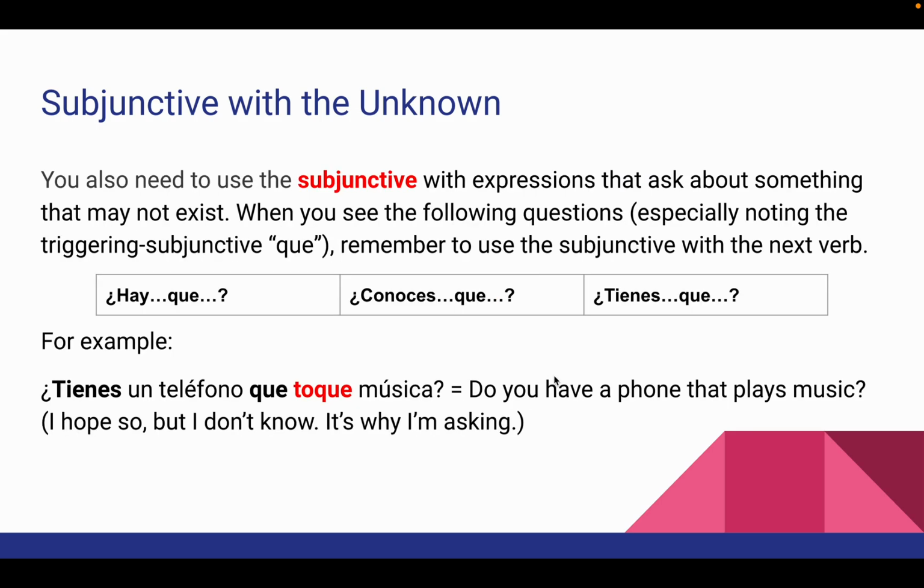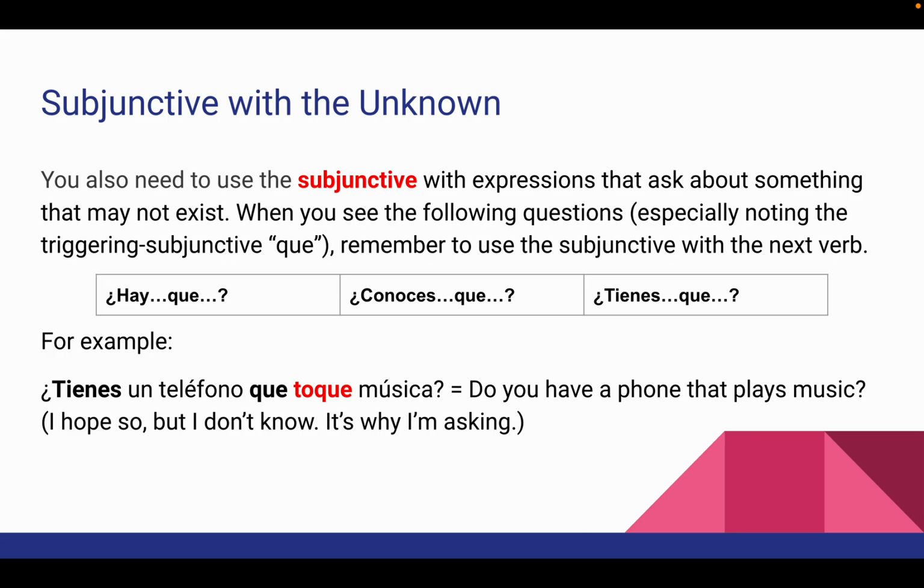So you also need to use the subjunctive with expressions that ask about something that may not exist. So when you see the following questions, and especially noting the subjunctive triggering que, remember to use the subjunctive with the next verb. So hay que, conoces que, tienes que. So is there something that? Do you know something that? Or do you have something that? So here's what that looks like.